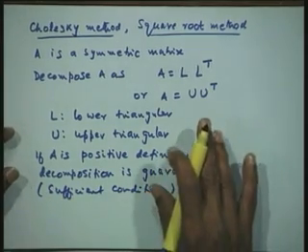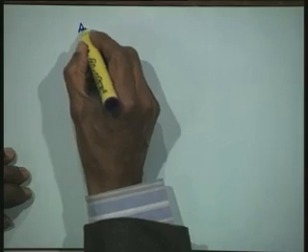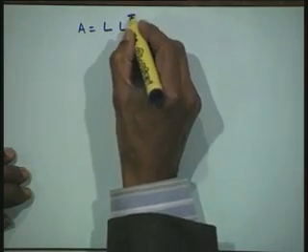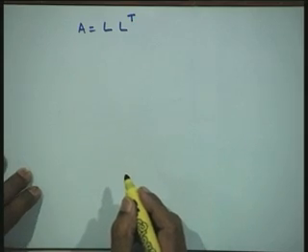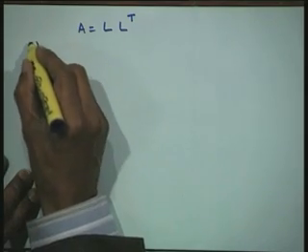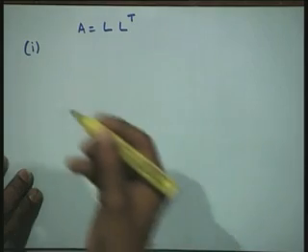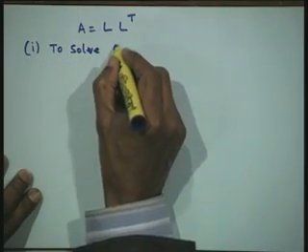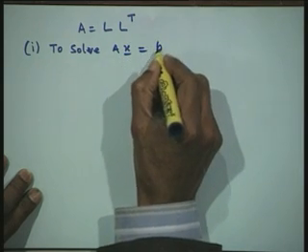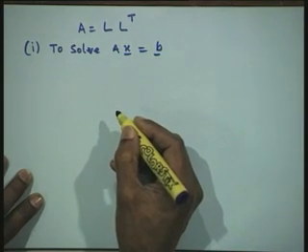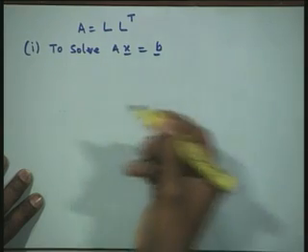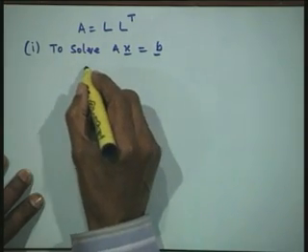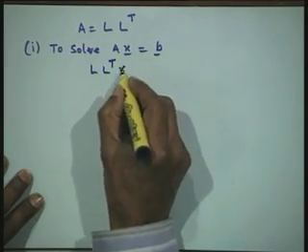Now suppose we have decomposed A as L into L transpose. How do we use it further for the solution of the problem? Let us take the case A is equal to L into L transpose and illustrate. We said that we can solve a system of equations or we can find the inverse. So let us use this to solve the system of equations Ax is equal to B. We follow the same way as in the LU decomposition, so we write this as L into L transpose of x is equal to B.